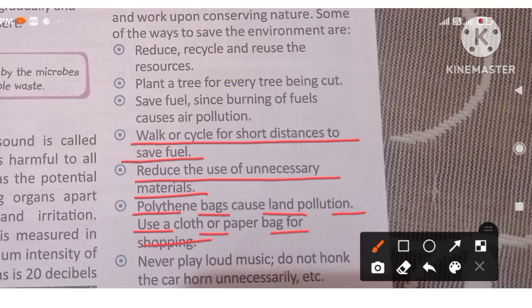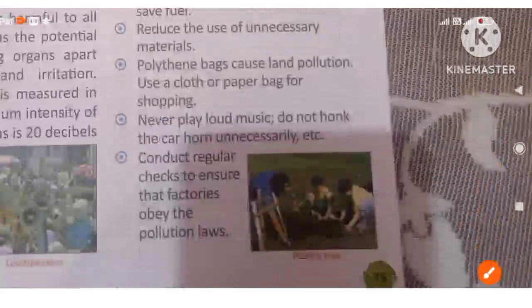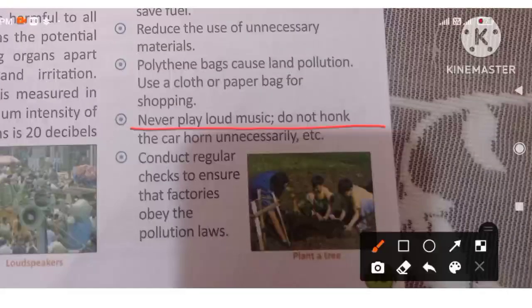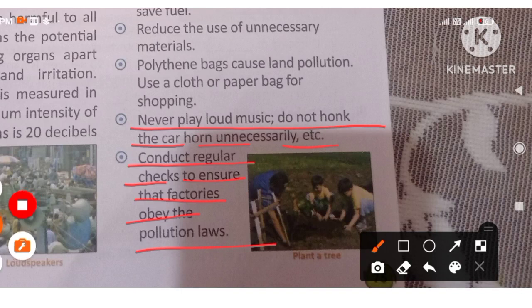Next point: never play loud music. Do not honk the car horn unnecessarily. Conduct regular checks to ensure that factories obey the pollution laws. Okay, this is the completion of the chapter. Now we have already learned the recap. If you want to do the questions, please wait for the next video. Now you can see the exercise.